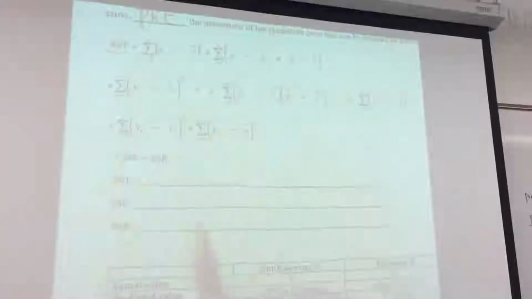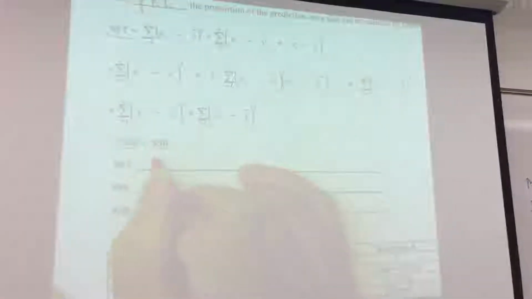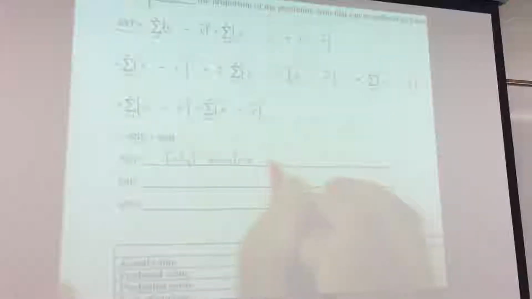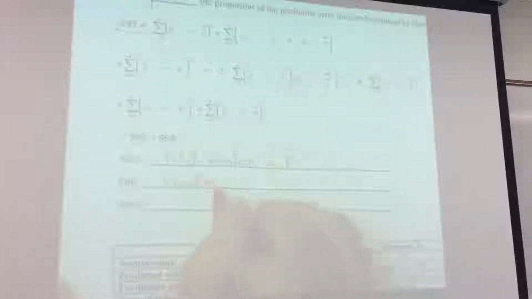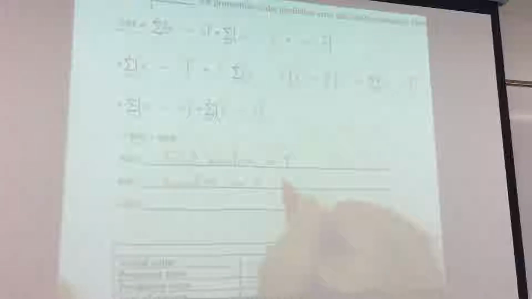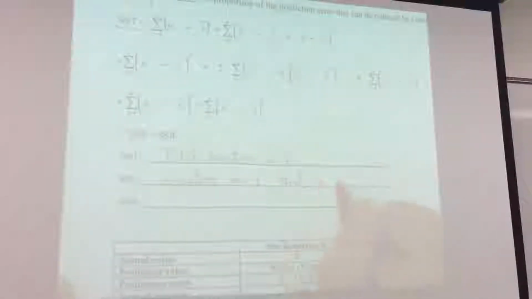Now, let's move on. Okay? Now, we showed already that SST is equal to what? SSE plus SSR. But what's SST? It is the total variation in y. What's SSE? It is the variation in y that is not explained by the regression model.